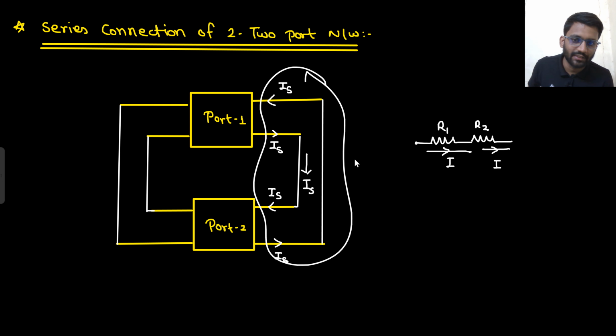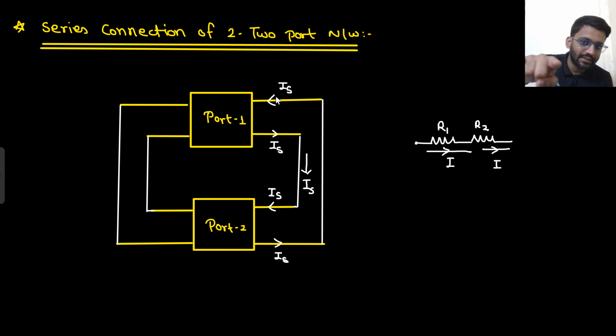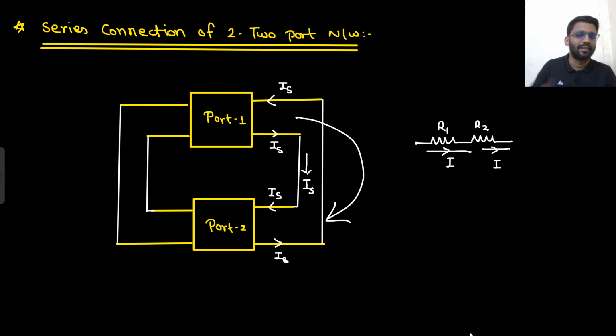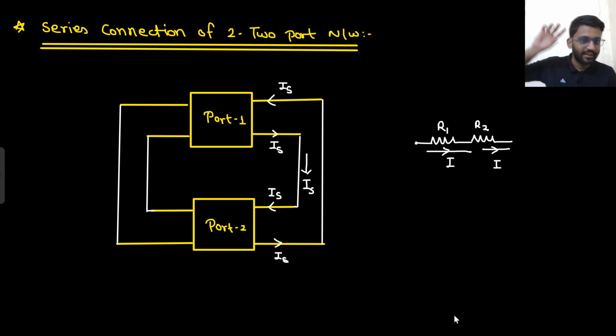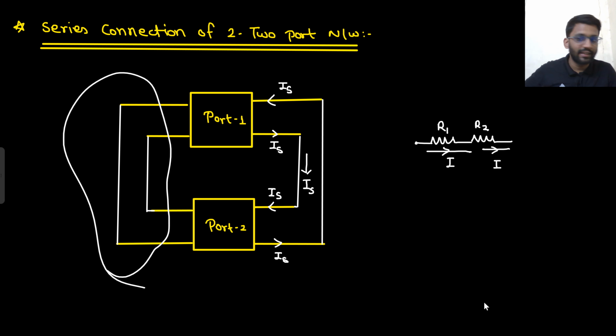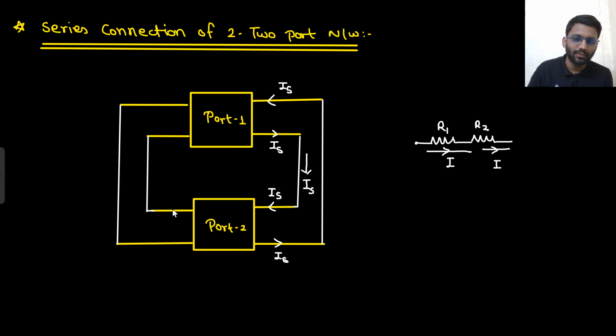Let's check it here. If I talk about series connection, what is happening? Whatever current you are having here, the same current is being fed to this part. So here current sampling is happening. At the input side, we always have mixing. So here there is no current mixing. Why? Because whatever current you are having, the same current is going into the input. So there is no current mixing, but there is voltage mixing.